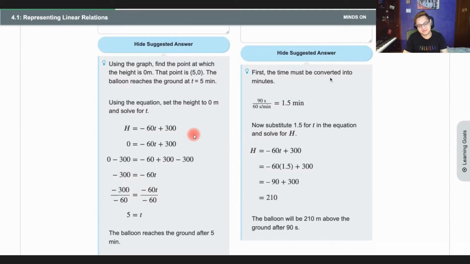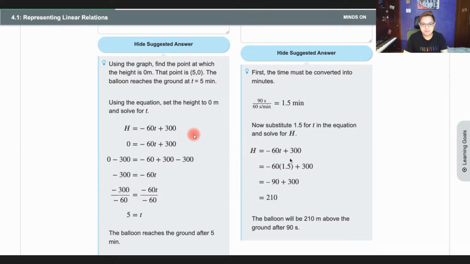First, the time must be converted into minutes. 90 seconds divided by 60 seconds per minute equals 1.5 minutes. Now substitute 1.5 for t in the equation and solve for h, which is height.